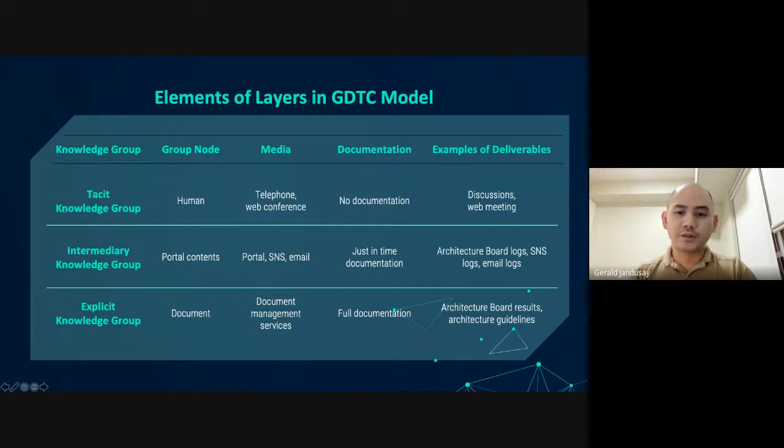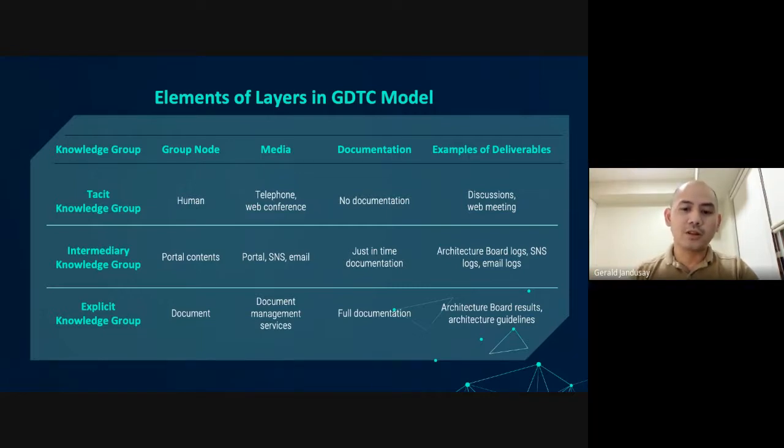While for the intermediary knowledge group, it performs the role of exchanging intermediary knowledge, and its group node is basically the portal, the contents. The media is usually the company portal, or if they have social networking services, as well as email. The IKG provides just-in-time documentation. Just-in-time documentation refers to necessary knowledge becoming documents when global community members communicate with each other using computer-mediated communication tools. The deliverables for IKG are web conference, social network services, as well as email logs.